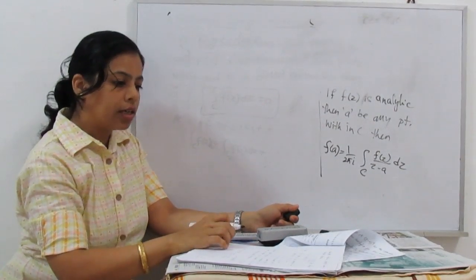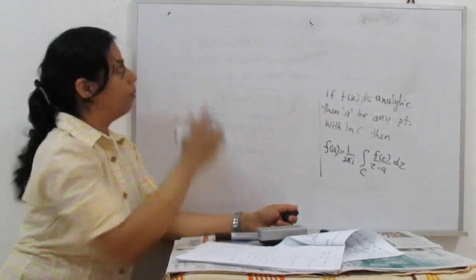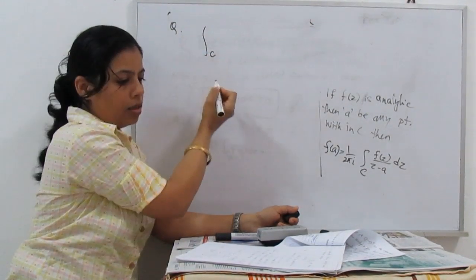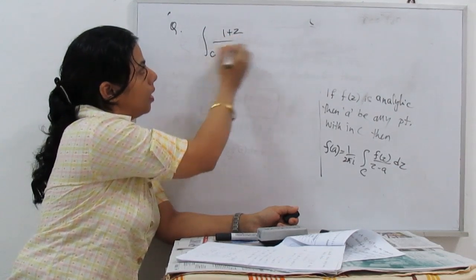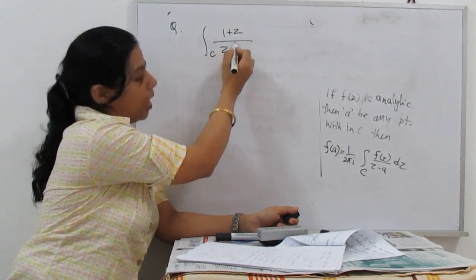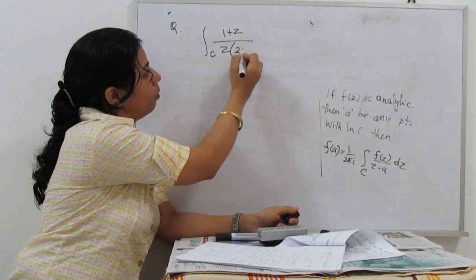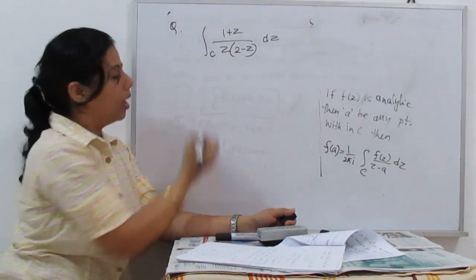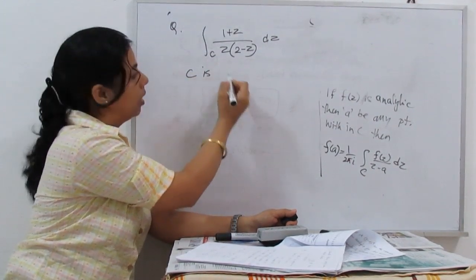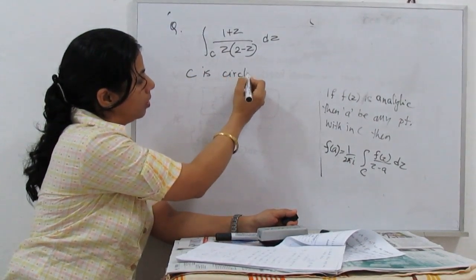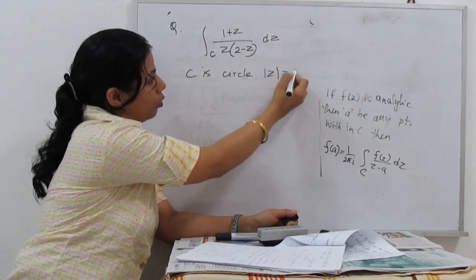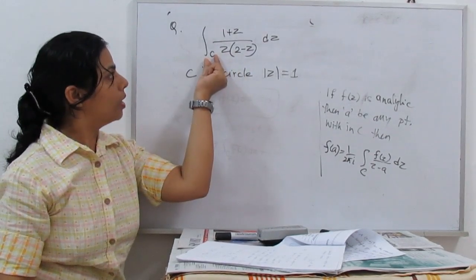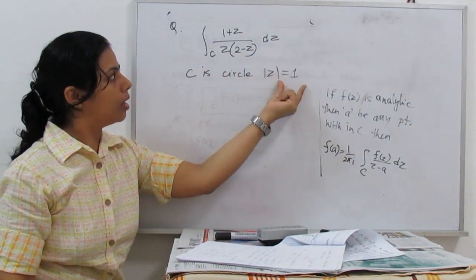Evaluate the following integral using the residue theorem. Our integral is the integral over C of (1 plus z) upon z(2 minus z) dz, where C is the circle modulus of z equal to 1, meaning a circle with radius 1. So our closed curve is a circle with radius 1.